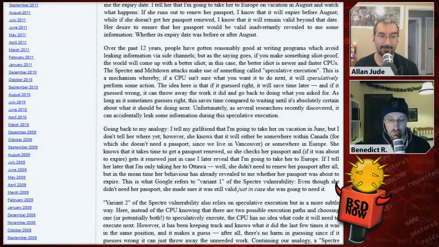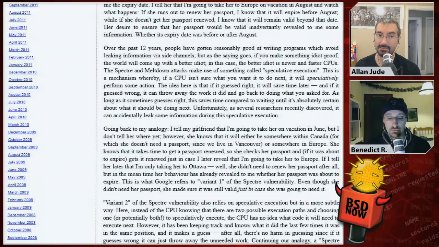If I later tell her that we're only going to Ottawa, well, she didn't need to renew her passport after all, but in the meantime, her behavior has already revealed to me whether her passport is about to expire or not. So that's what Google refers to as variant 1 of the Spectre vulnerability. Even though she didn't need her passport, she made sure it was still valid just in case, and that way the observer could find out about that.